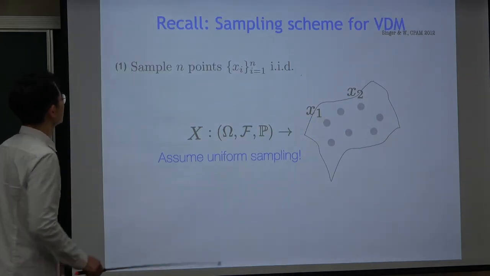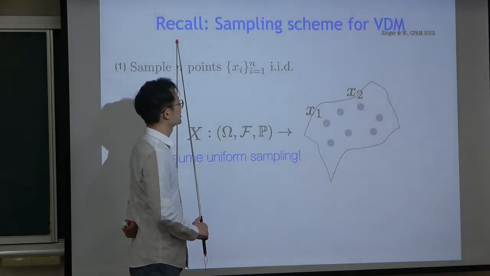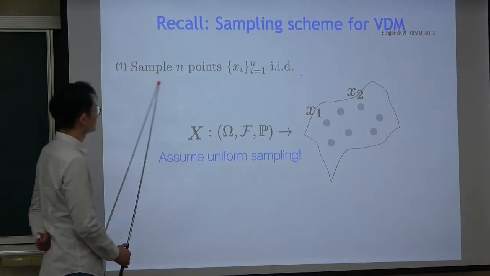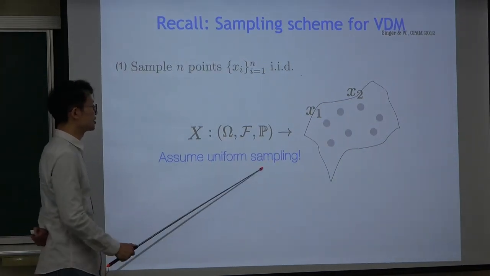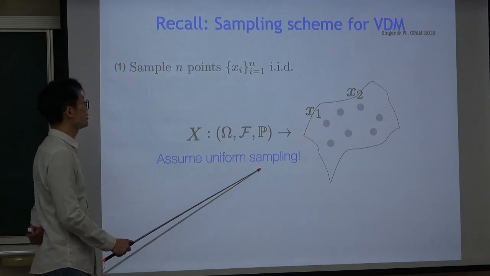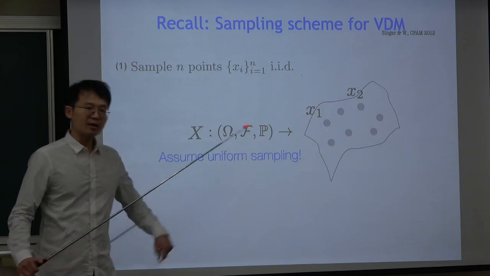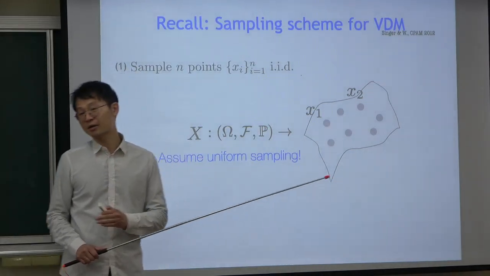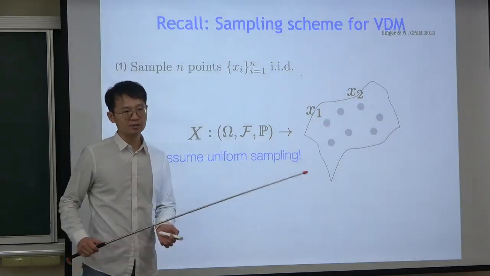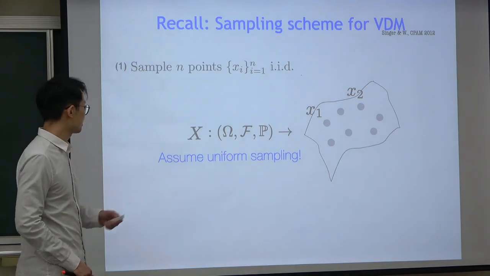Okay, so recall what we discussed last time. We first sample n points, IID, from a manifold. And we will assume the sampling is uniform. To simplify the discussion: if the sampling is non-uniform, then all the algorithms can be modified using alpha normalization, just like what we did in diffusion maps and so on. But we focus on uniform sampling to simplify the discussion.